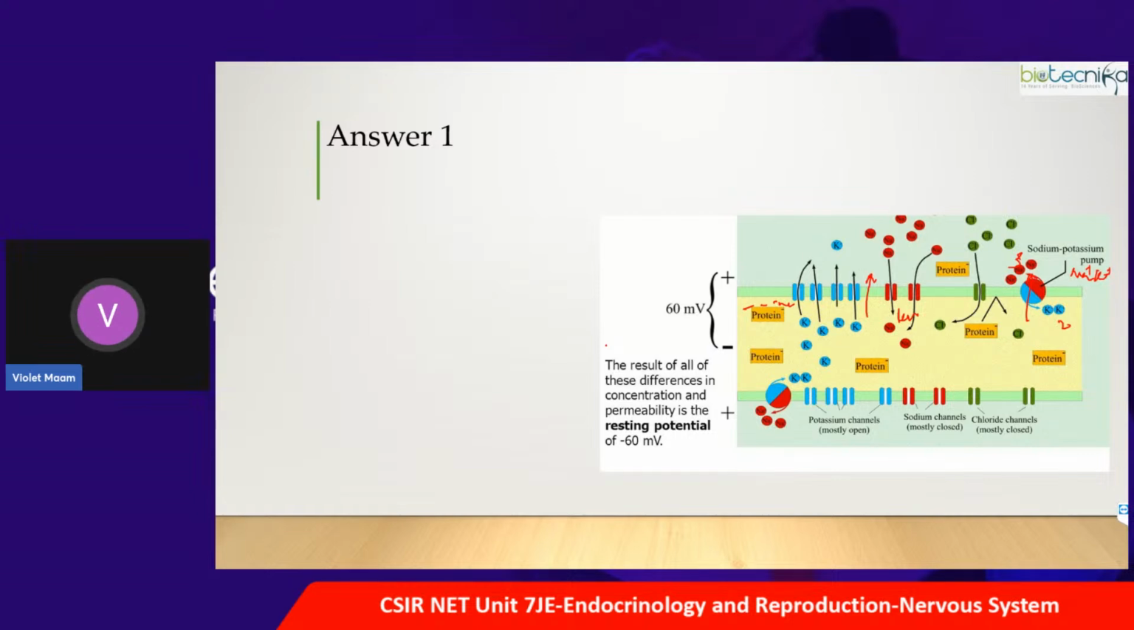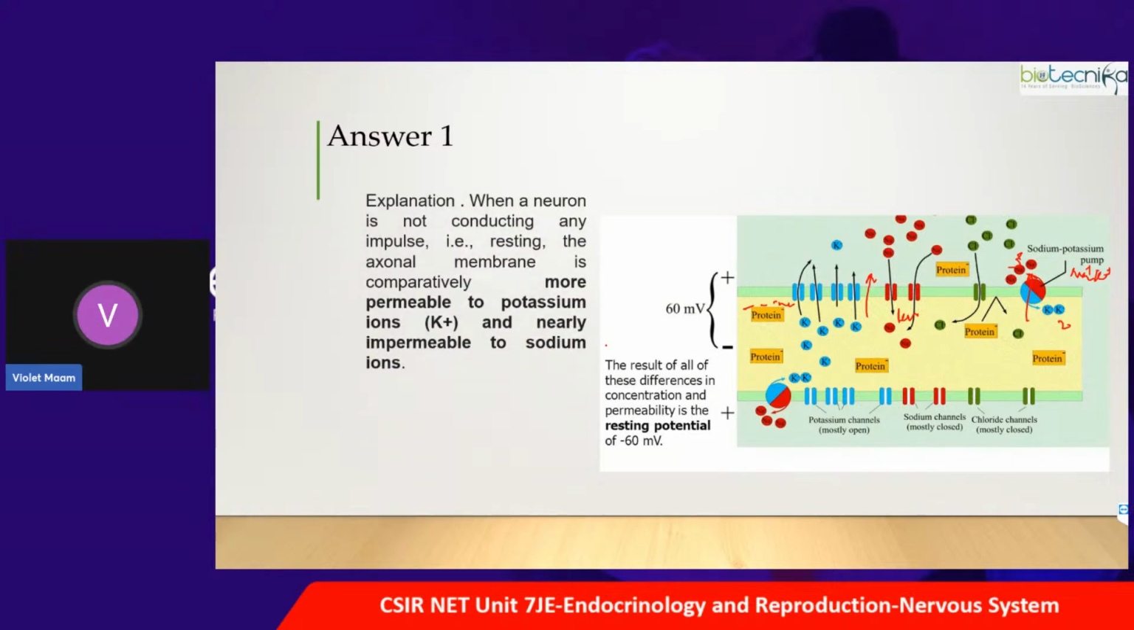No, it differs, right? Because each cell is different. The number of ion channels that are present might vary, and what type and how many ions are moving inside, whether positive or negative. Based on all these factors, the resting membrane potential will also vary. So when a neuron is not conducting any impulse, remember it is in the resting state. The axonal membrane is comparatively more permeable to potassium ions and nearly impermeable to sodium ions.